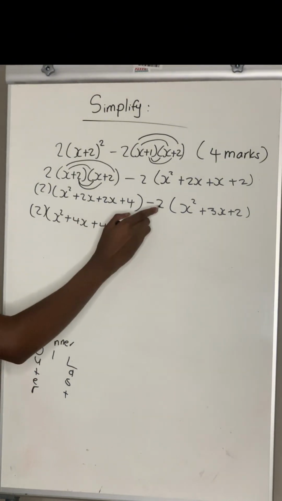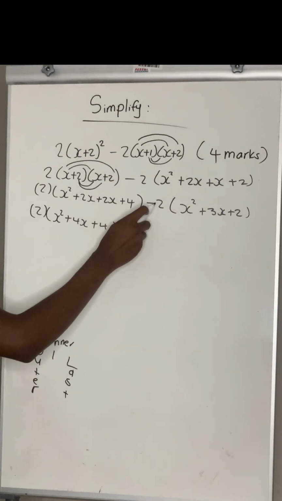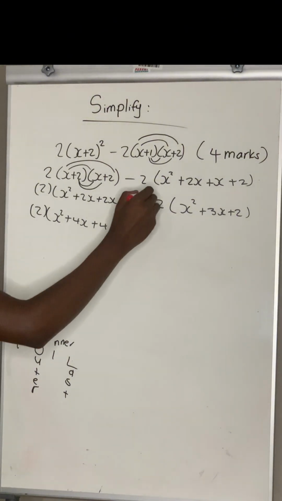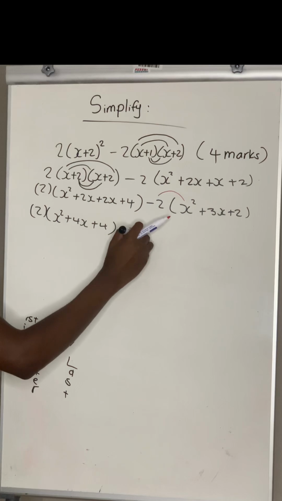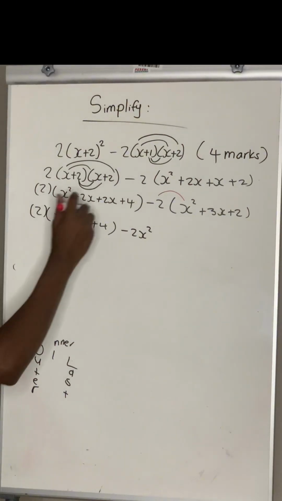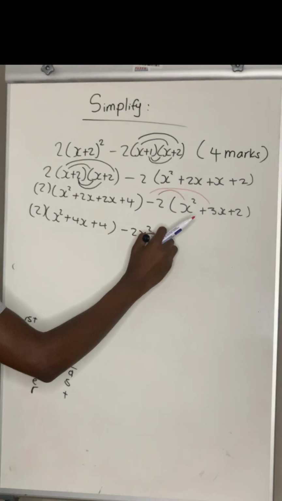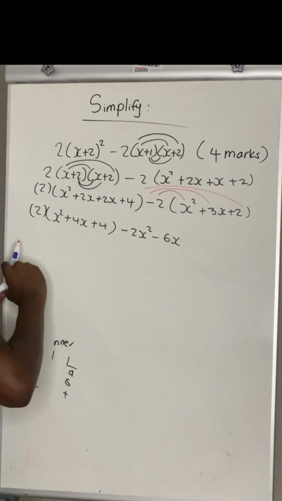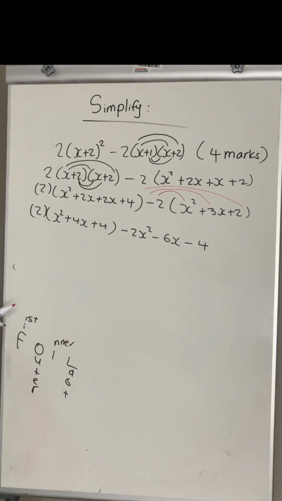Now from here, you're going to multiply 2 with every term inside of the brackets, okay? So negative 2, and let me use another marker so you can see this again. Negative 2 times x squared, that is negative 2x squared. Negative 2 times 3x, negative 6x. Negative 2 times positive 2, that is negative 4, okay?